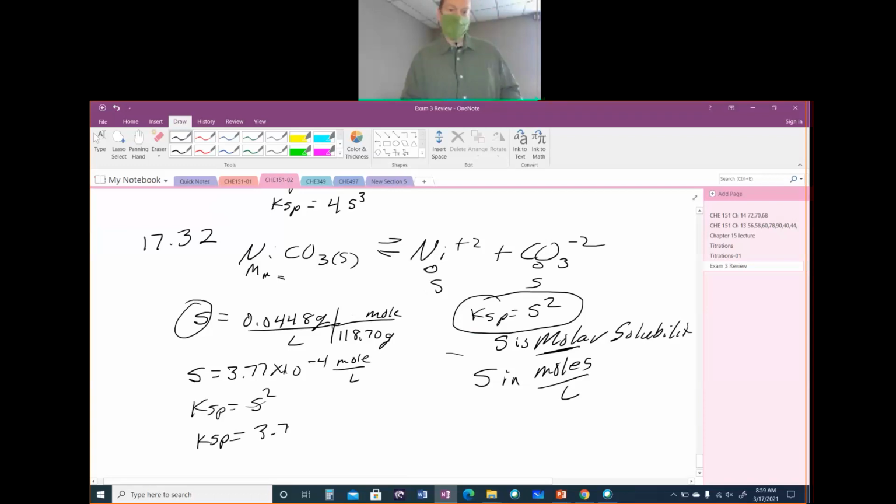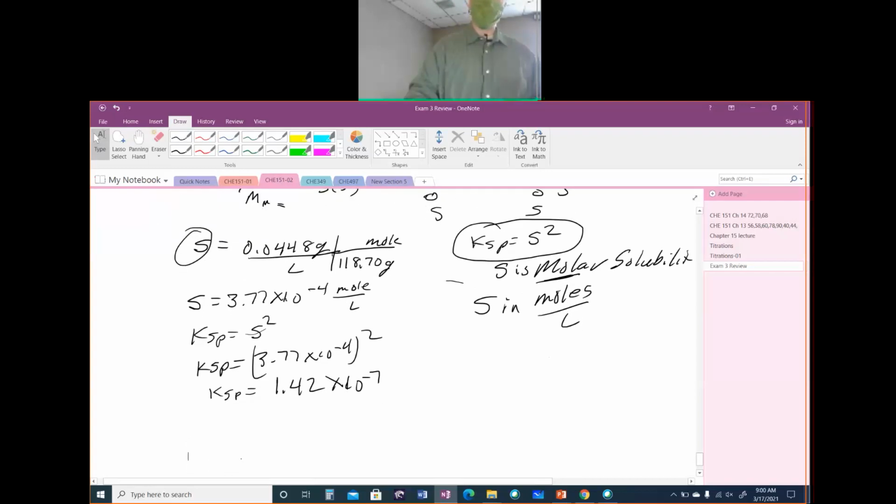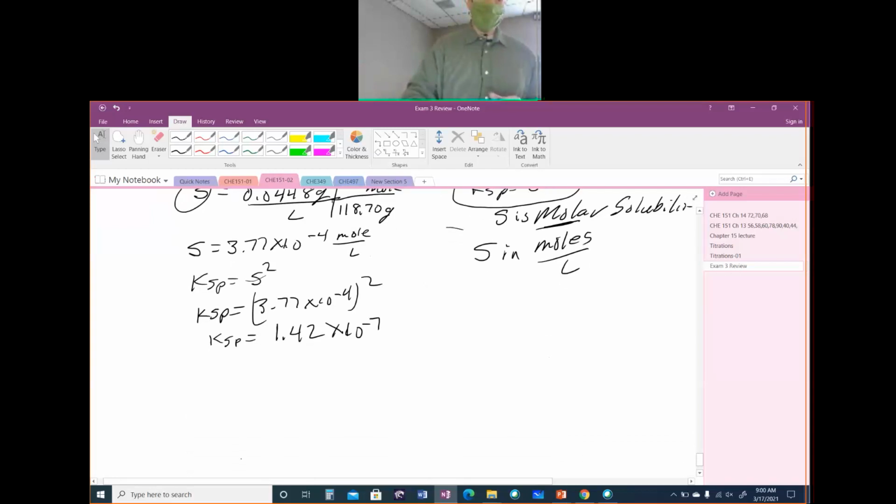And so 3.77 times 10 to the minus 4 quantity squared. Your KSP is 1.42 times 10 to the minus 7. So you have to know to convert the grams per liter to moles per liter, and then have your KSP in terms of S, and then plug your S value in and get your KSP.